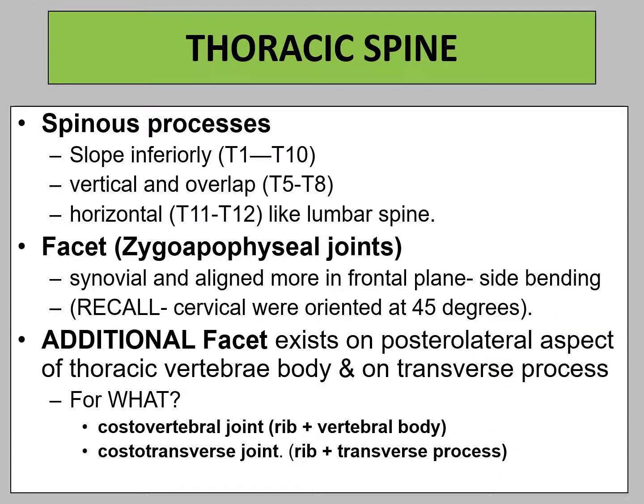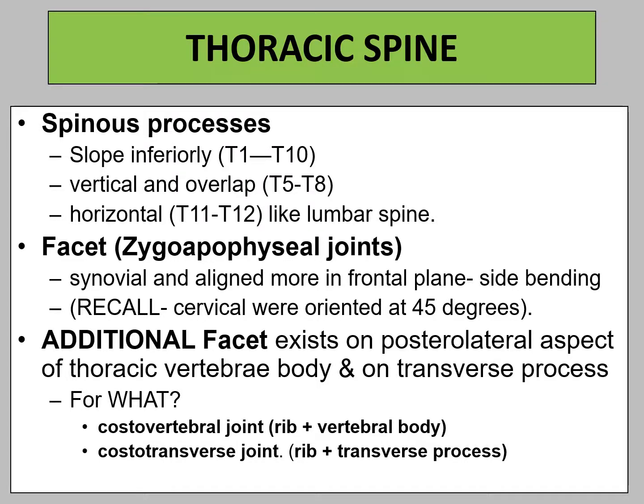The spinous processes of the thoracic spine are sloped inferiorly with almost a vertical overlap between T5 and T8. You will also see near T11 and T12 the spinous processes will become more horizontal as they transition to like the lumbar spine.